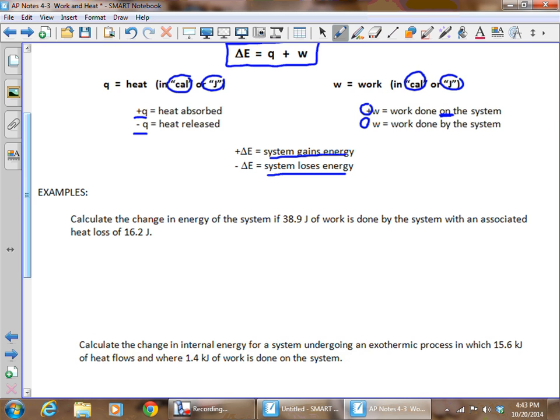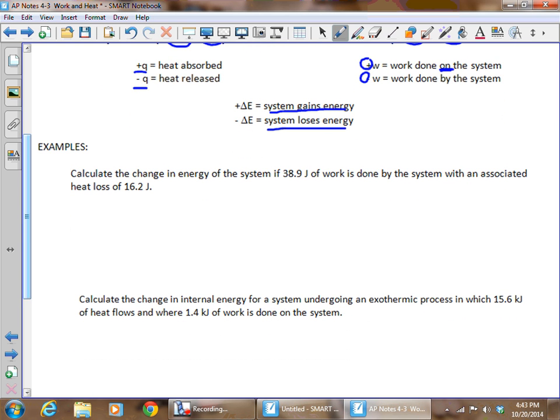So let's look at this in a calculation. It says calculate the change in energy of the system if 38.9 joules of work is done by the system with an associated heat loss of 16.2 joules. The equation, remember, delta E is equal to Q plus W. The 38.9 joules of work done by the system means it's being done on the environment, on the surroundings, so that's going to be a negative value for our work.